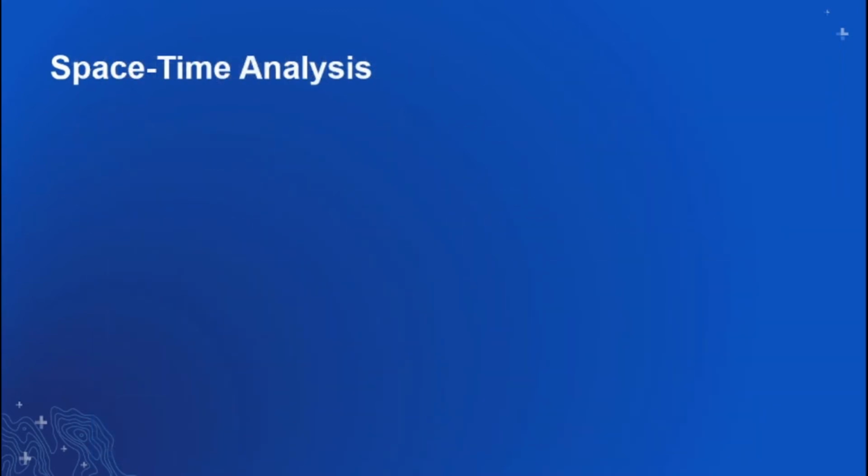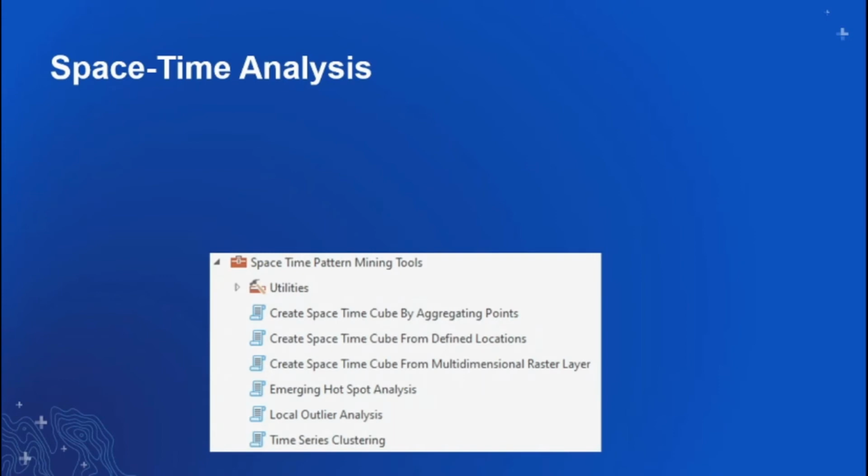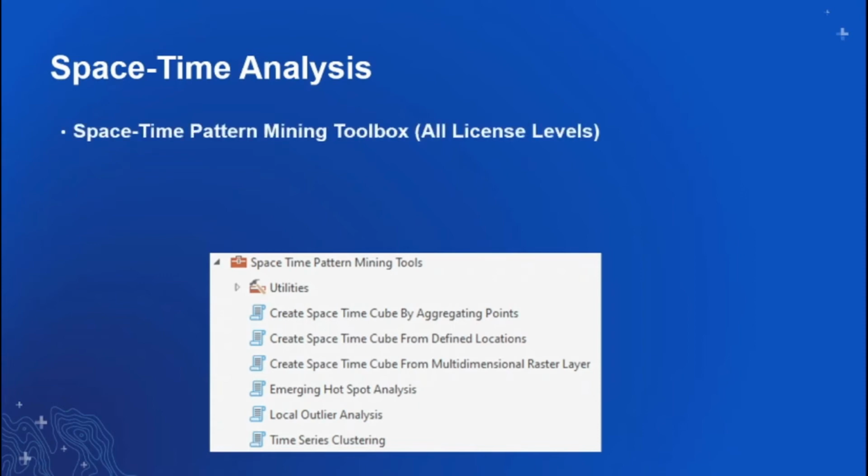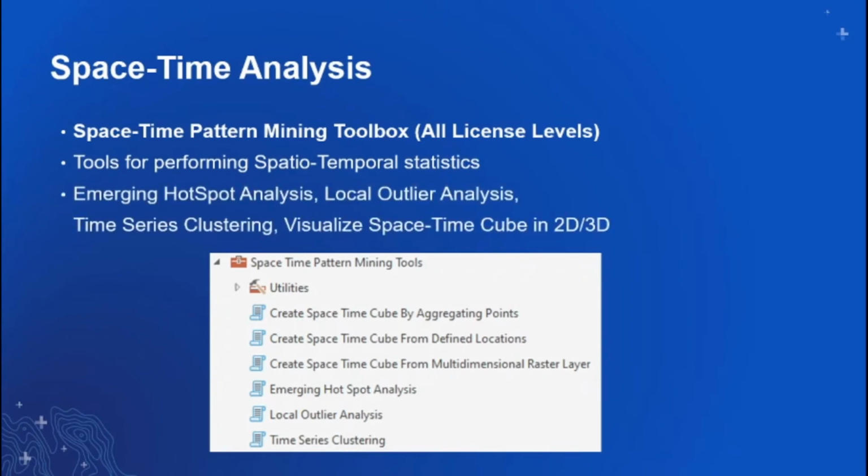Now, when you add the component of time to spatial statistics, then you get space-time analysis. And you find this within the space-time pattern mining tools. So basically, it's the same thing, except this time you're adding a temporal element. You're still looking for patterns within your data, but this time you have a temporal element. And just like spatial statistics, the toolbox in use here is available at all license levels. And as I've mentioned, it's for performing spatial temporal statistics.